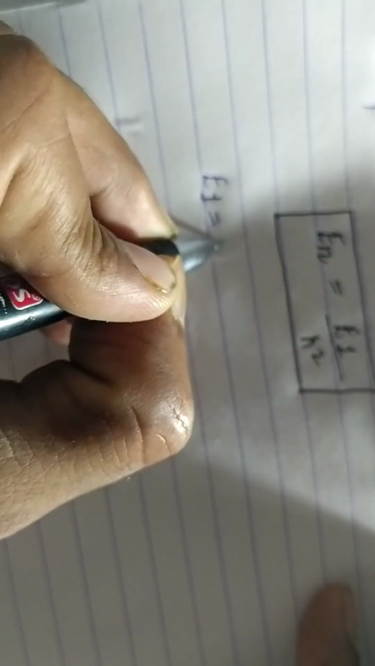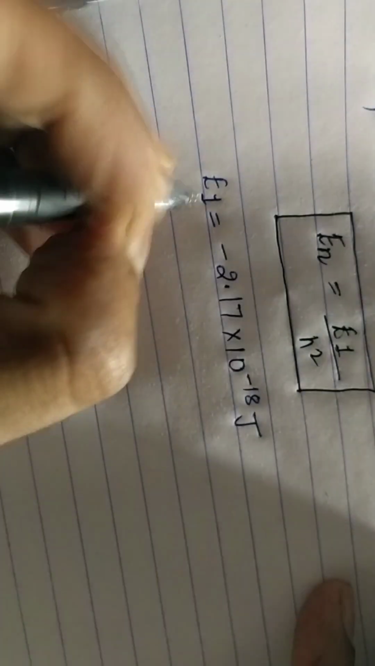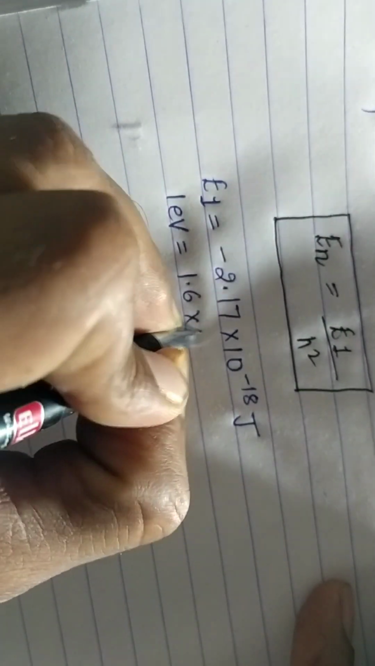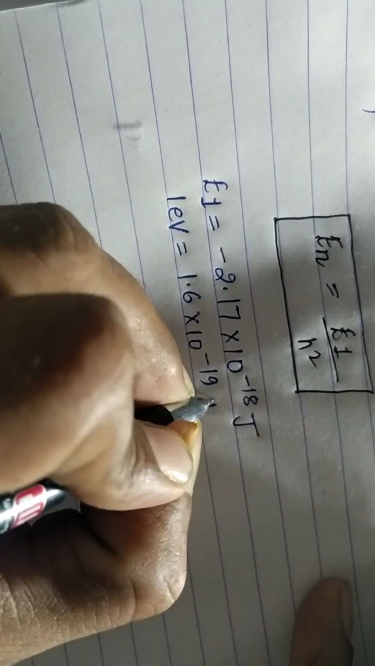Okay, E1 जो होता है वो -2.17 into 10⁻¹⁸ joule energy होती है इतनी, और 1 electron volt is equals to nothing but 1.6 into 10⁻¹⁹ joule.